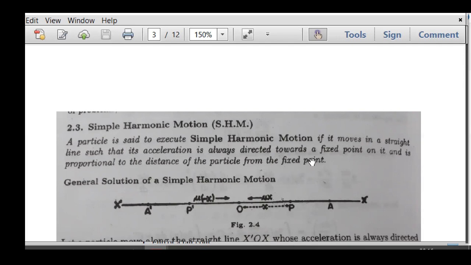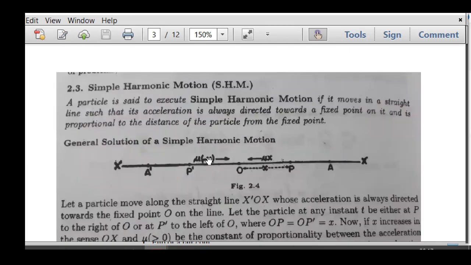And it is proportional to the distance of the particle from the fixed point. Whenever we want to specify a vector, we need mainly two things: the magnitude and the direction. The direction we have specified just now. And what about the magnitude? It is proportional to the distance of the particle from the fixed point. So mu is the proportionality constant, so mu x in this case. And as OX is the initial line, OX dash is just the negative of the initial line, so mu into minus x in that case.